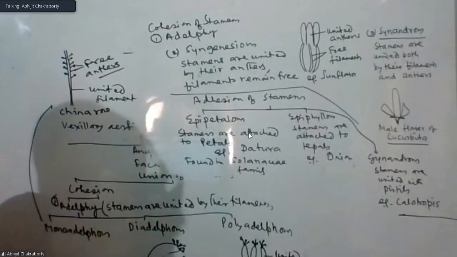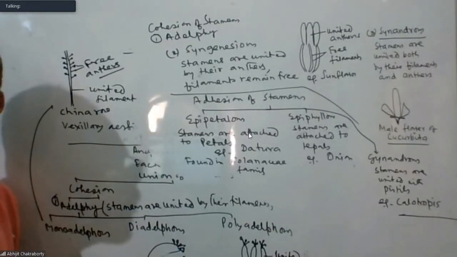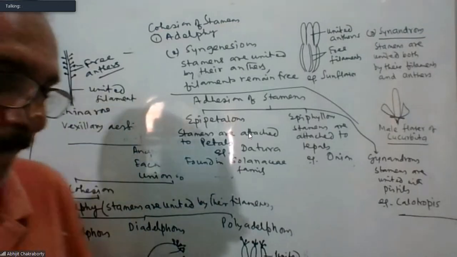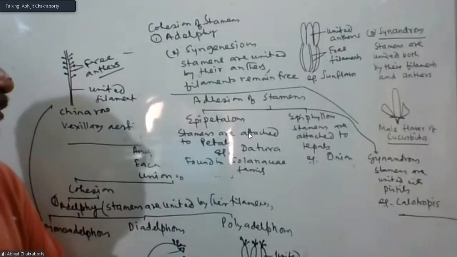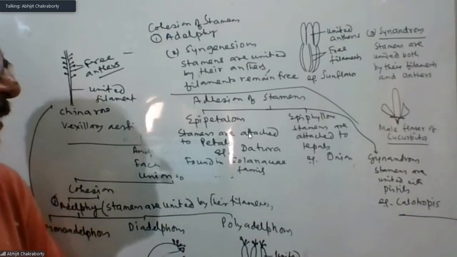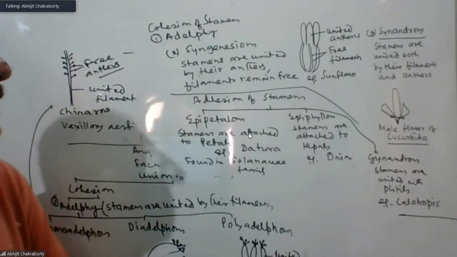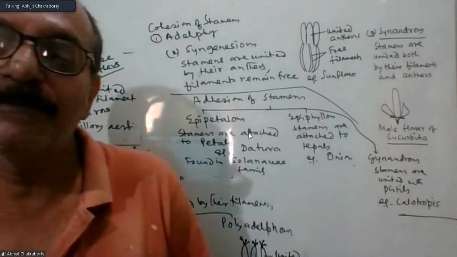Is it clear up to this? Epipetalous, attached to petals, found in Datura, basically a characteristic of the Solanaceae family. Epiphyllous, found in the Liliaceae family, onion. Gynandrous, stamens united with pistils, found in Calotropis. Is it clear up to this now?